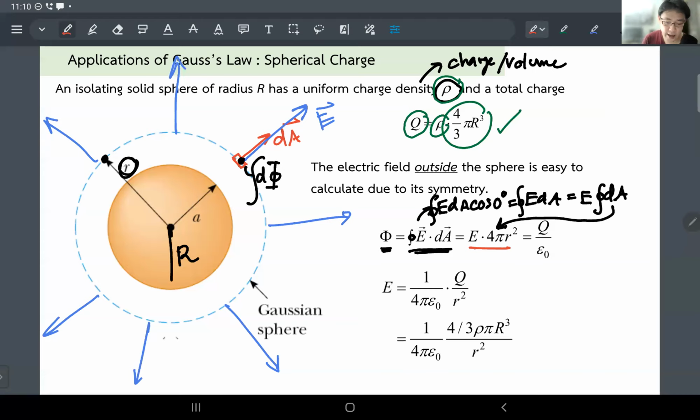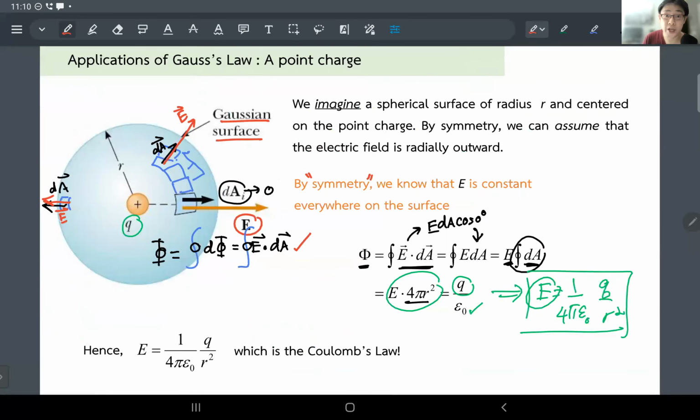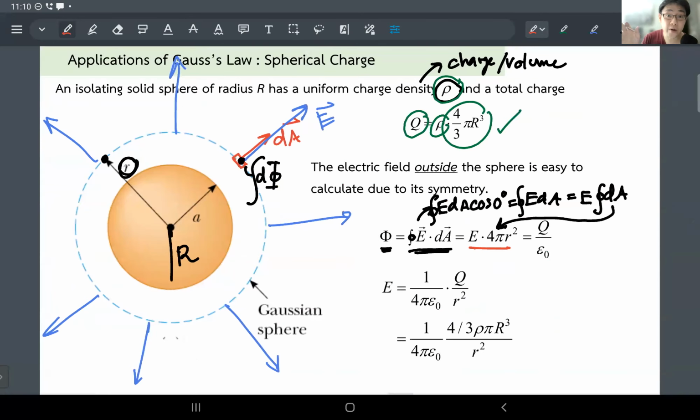They look exactly the same as before. No change. Electric field pointing in the radial direction, dA pointing in the radial direction. They're all parallel, making 0 angle. So it's an E dA cosine 0. E can be pulled out. Integral of dA is 4 pi r squared. And then you always get the same amount of flux.